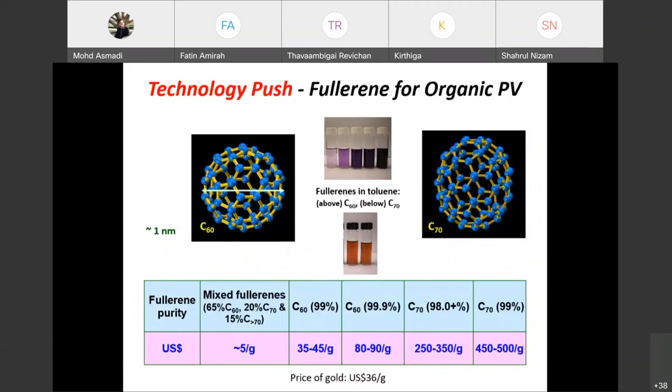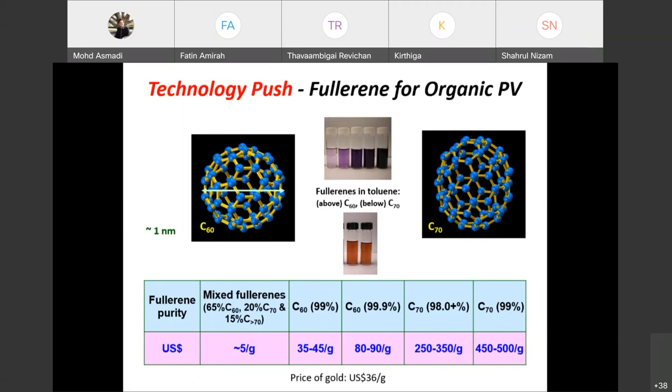From the technology push, the fullerenes we can use for many things. In terms of carbon number, the price is different. The mixed fullerenes I think are just $5. When we increase the carbon number, C70 can become more expensive. So they have different types of fullerenes. This is in terms of technology push, for organic PV.